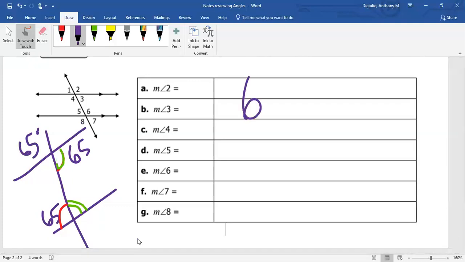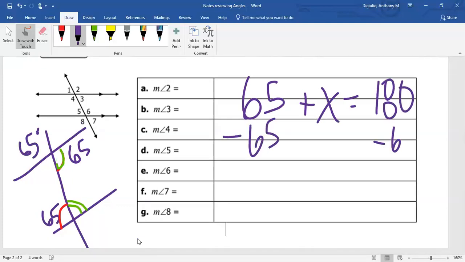So I'm just going to do my work over here. 65 plus whatever that value is should be 180. Well, I can use my math. I can solve for that, right? If I go ahead and subtract that, I'm going to end up getting that. That angle is going to be 115 degrees.